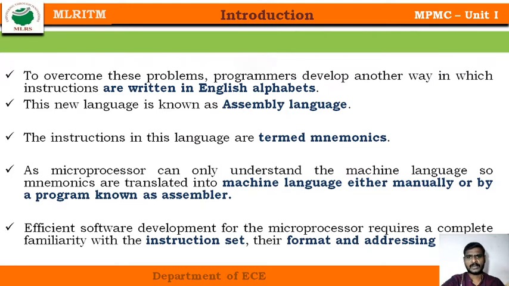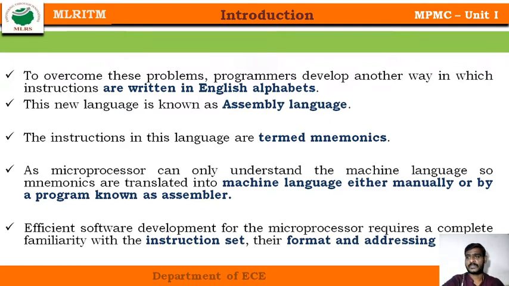Finally, an instruction is a language termed as mnemonics. A microprocessor can only understand the machine language. So mnemonics are translated into the machine language either manually or by a program known as an assembler. Efficient software development for the microprocessor requires a complete familiarity with the instruction set, the format, and the addressing modes of instructions.